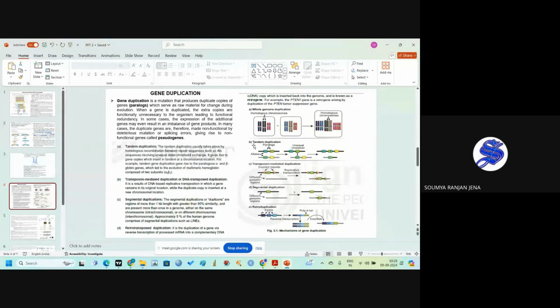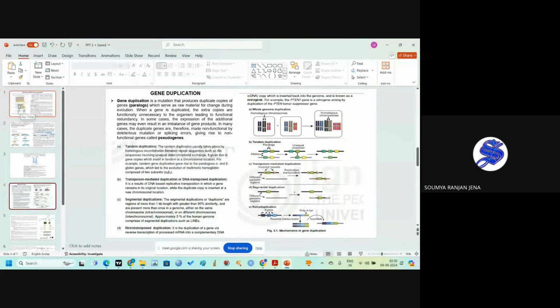This tandem duplication occurs between the gene and the ALU elements, and this gives rise to the evolution of the different alpha and beta subunits of the hemoglobin. Then the second one is transposon mediated duplication, or DNA transposon duplication. It is a result of DNA based replicative transposition in which the gene remains in its original location while the duplicated copy is inserted at a new chromosomal location.